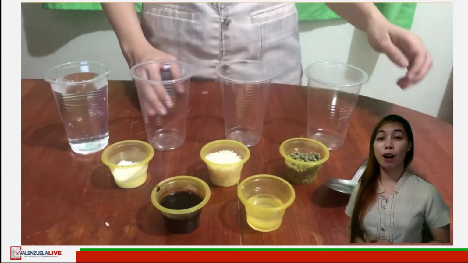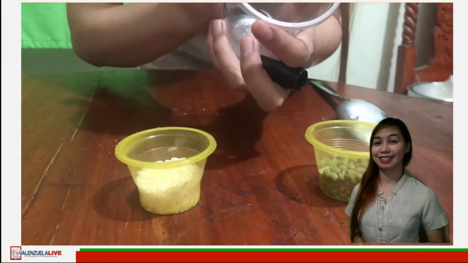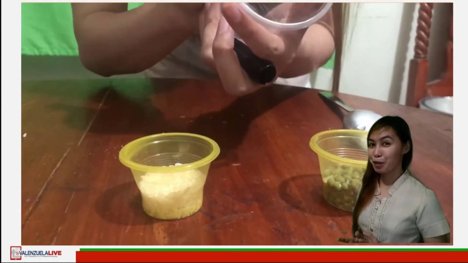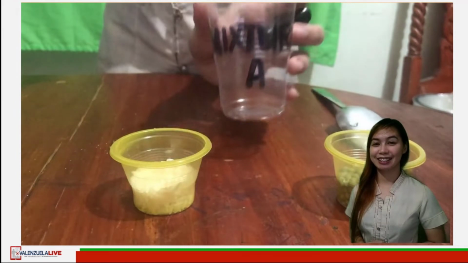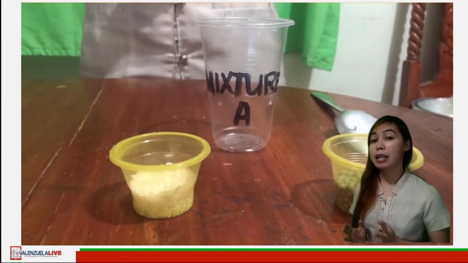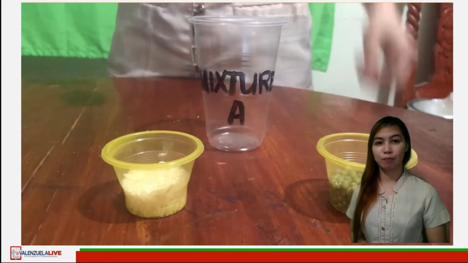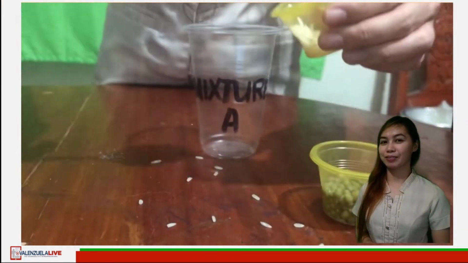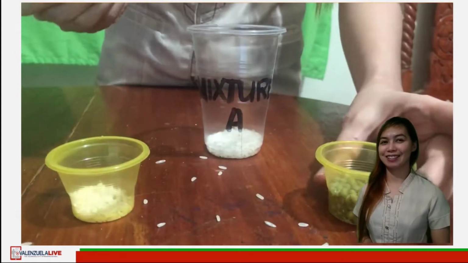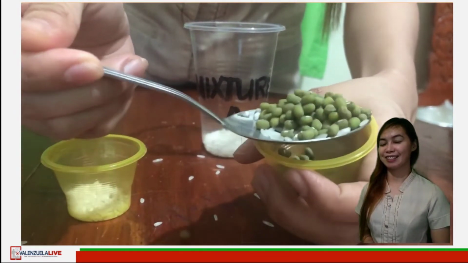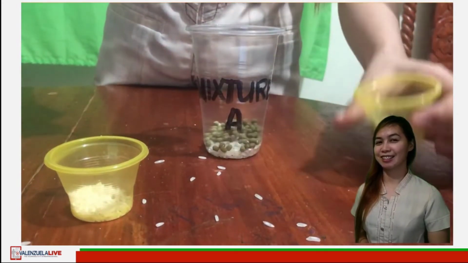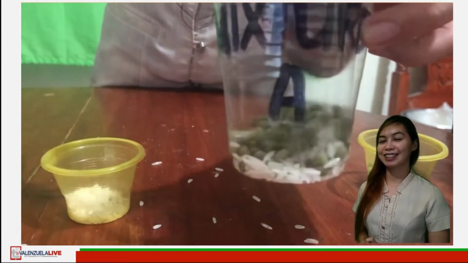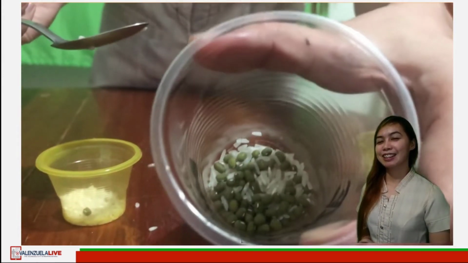So let's start. For our first mixture, let us label the clean cup as mixture A. And then, let us pour a tablespoon of rice grains and a tablespoon of mango seeds. Let's stir it. And set aside.